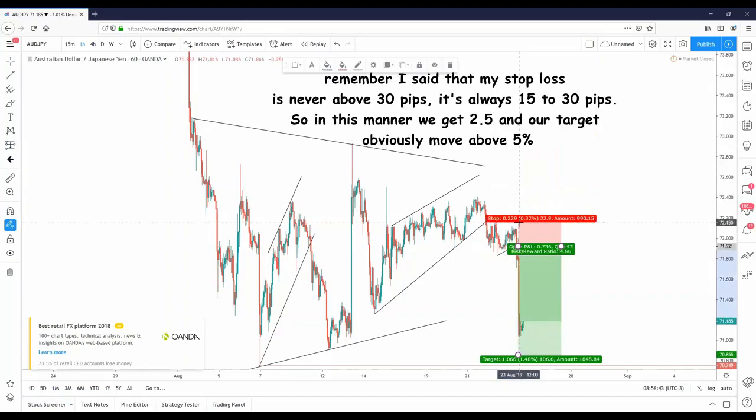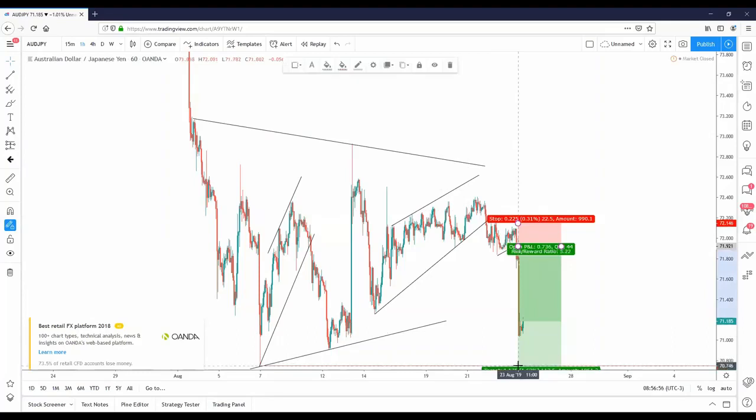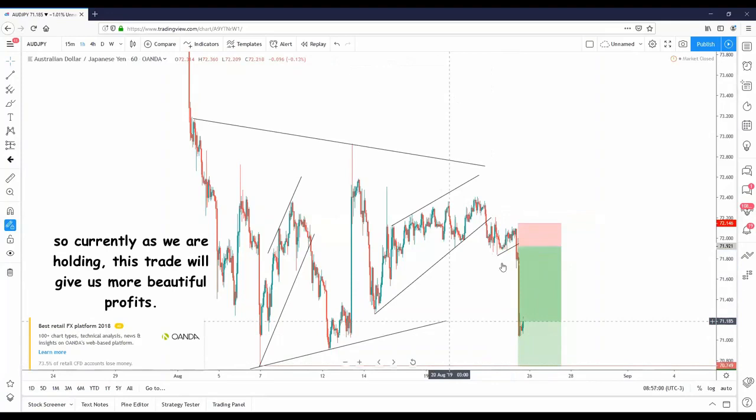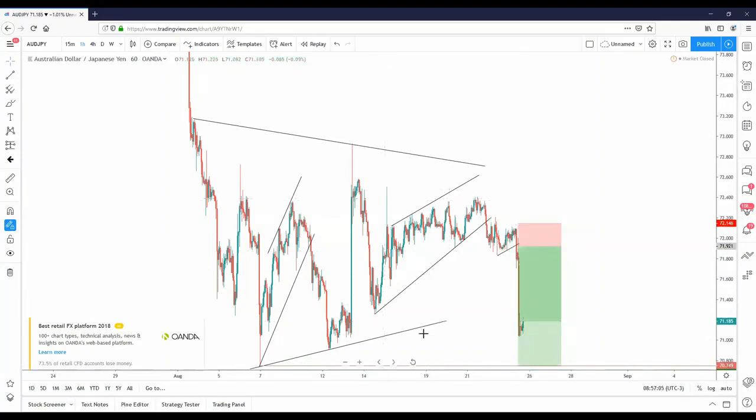Remember I said that my stop loss is never above 30 pips. It's always 15 to 30 pips. So in this manner, we get 22.5, and our target obviously being above 5%. 5%, yeah. This is our first target. So currently, yes, we are holding this trade. It gave us more beautiful profits, and I'm excited that we actually believed in this one.